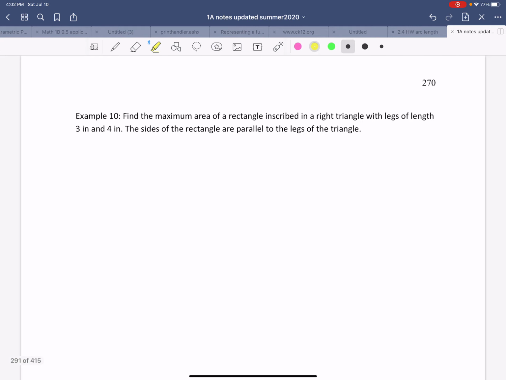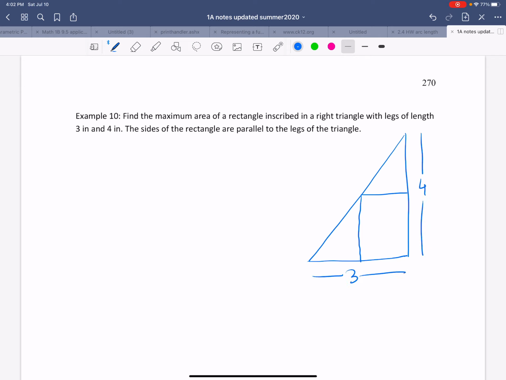Next example: find the maximum area of a rectangle inscribed in a right triangle with legs of length 3 and 4 inches. The sides of the rectangle are parallel to the legs of the triangle. So let's draw the right triangle, and then we do have a rectangle inside. We are given that one leg of the triangle is 4 and the other leg is 3. We don't really know the sides of the rectangle inside, so I can just say the rectangle has length x and width y.